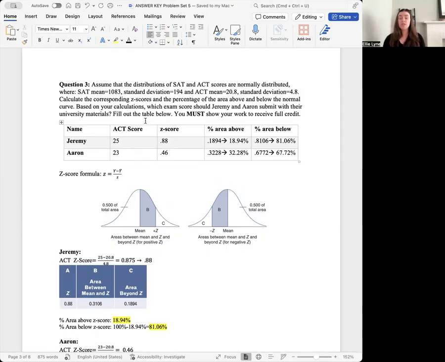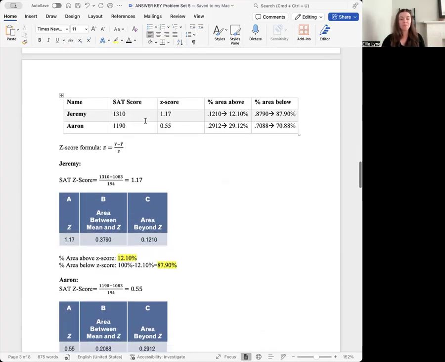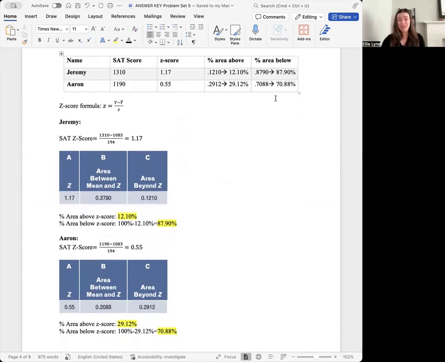But we still have to do this for the SAT score because this is going to allow us to now compare these test scores to one another. So it's basically just repeating the same steps, but we're using different values now. We can see that the SAT scores are much greater than the 25 and 23 that Jeremy and Aaron scored in the ACT. And so the averages and standard deviations look a little bit different too.